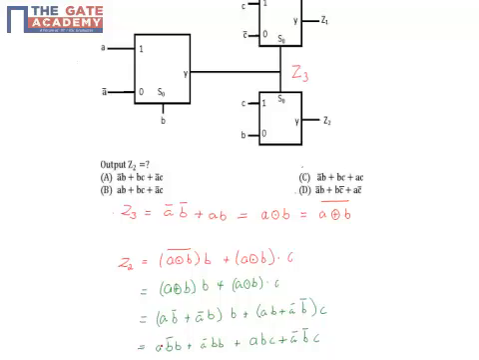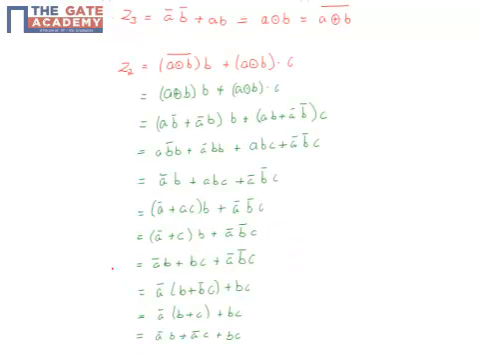Now opening the brackets, we get AB bar B plus A bar BB plus ABC plus A bar B bar C. Solving further, the first part would be 0 because B into B bar is 0, so this term would go. From the second term, since B is repeated, we write it only once. So it would be A bar B plus ABC plus A bar B bar C.